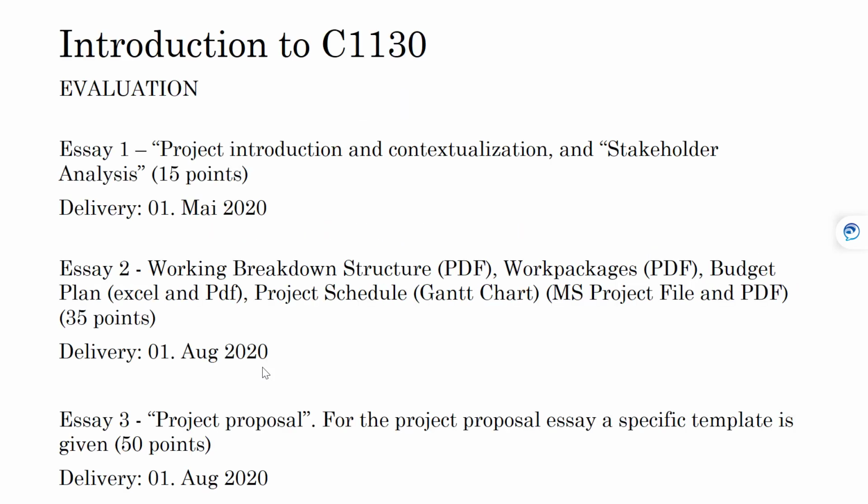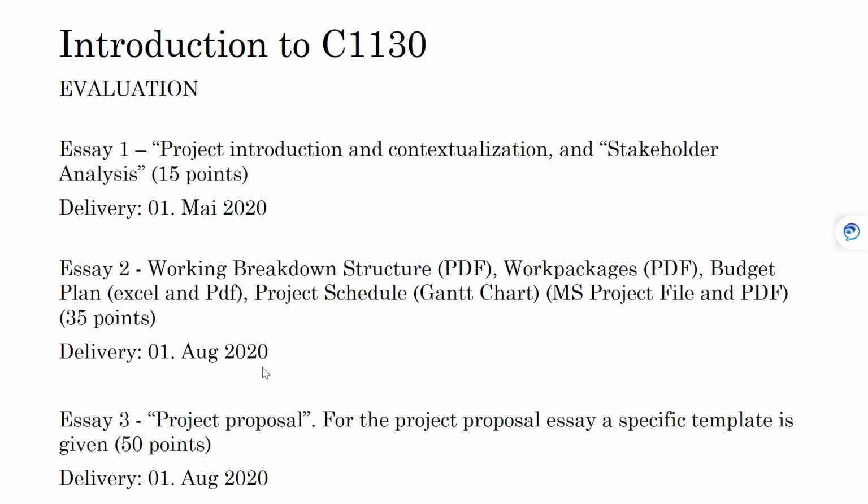Regarding the evaluation, like I said before, we will have 3 essays. The first essay is due on the 1st of May, and it has to do with the project introduction and contextualization and the stakeholder analysis. So you will produce a 1-page introduction to your project, to the region where you are working, to the case study that you have chosen, and to the main problems that you are addressing, and also to the stakeholders that are involved in that region, the stakeholders that are somehow positively or even negatively impacted by your project.